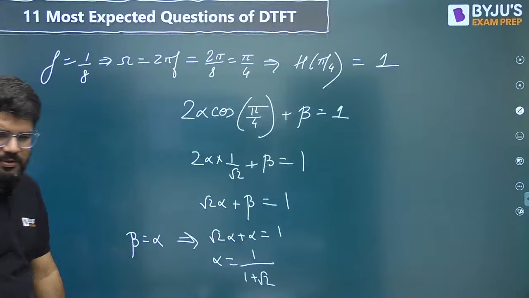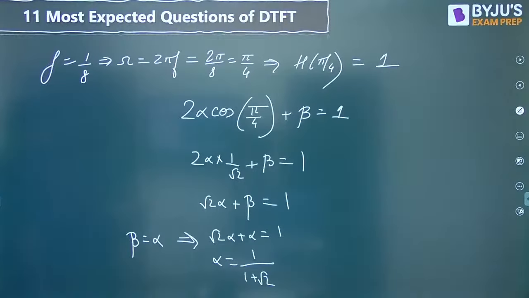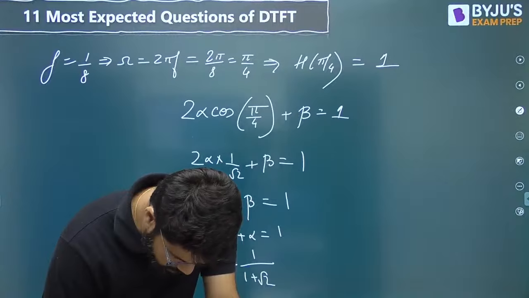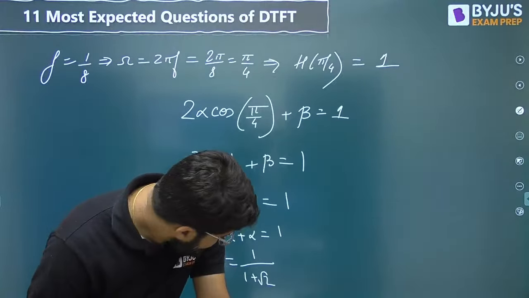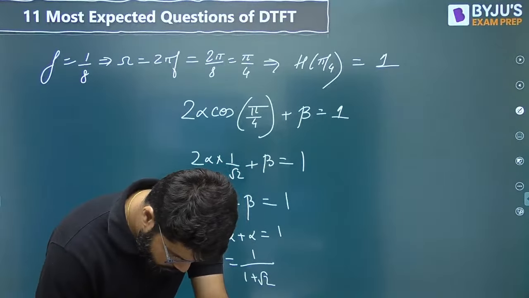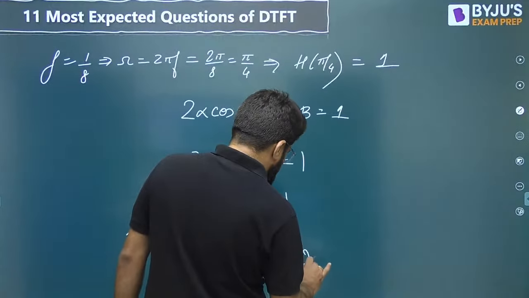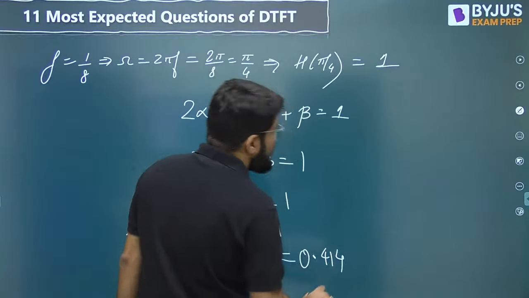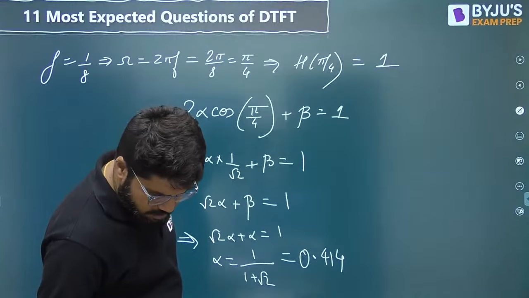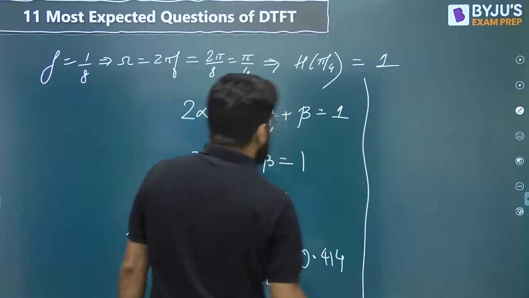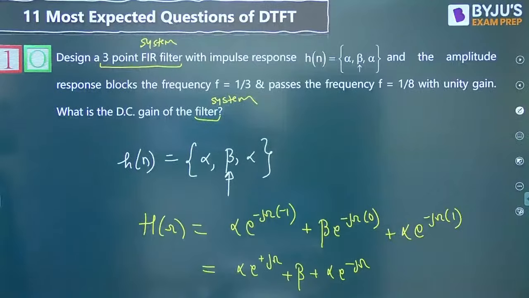Let us calculate this value actually. So this is 1 divided by 1 plus √2. So what is this value equal to? Okay, so this is approximately 0.414. This is approximately equal to 0.414, right? Okay, so what is the DC gain of this filter?